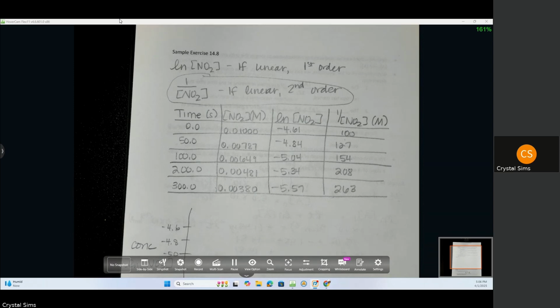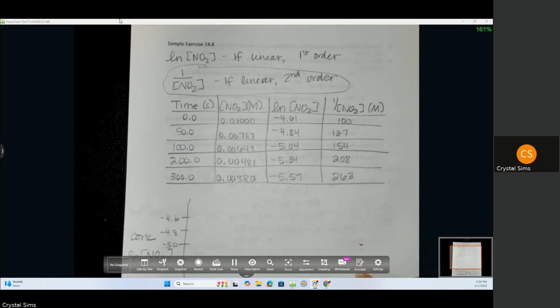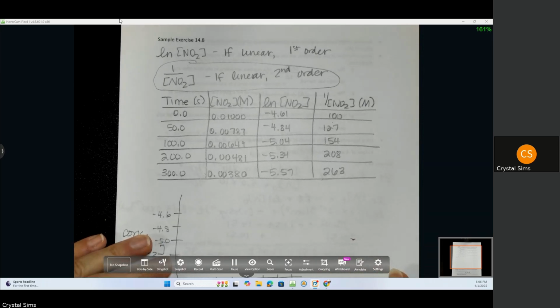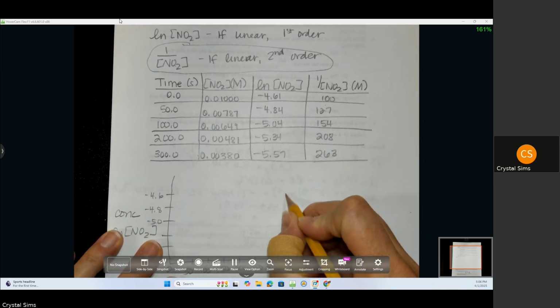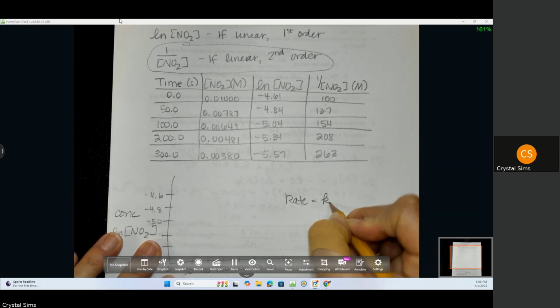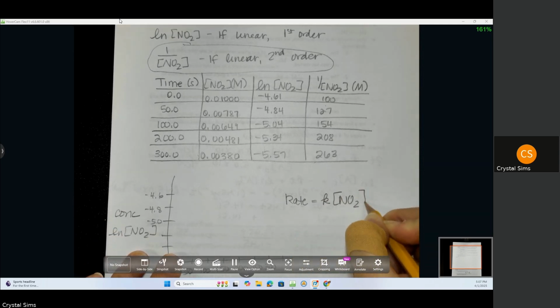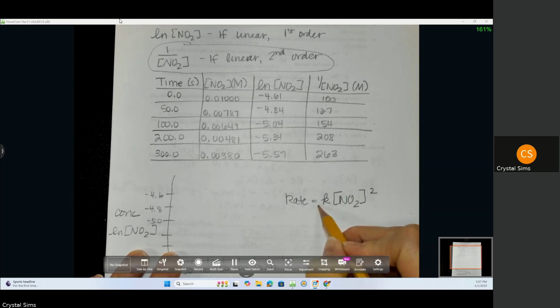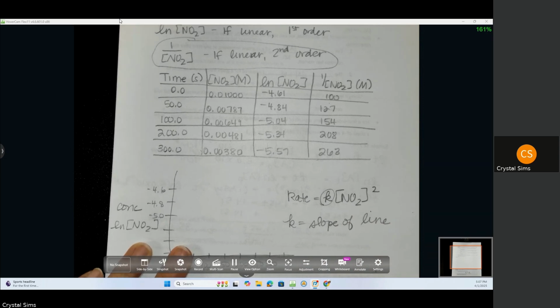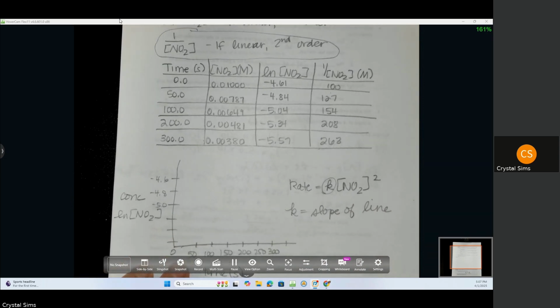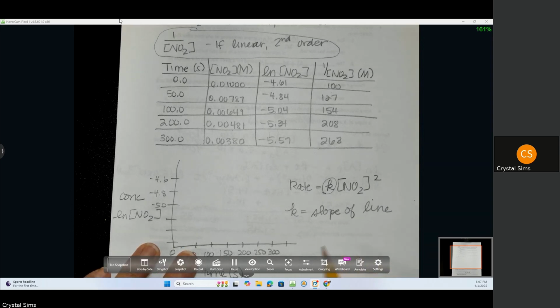Okay. Now, they may ask us, once we've done this, to determine what K is. What is our rate constant? Okay. And if we want to determine our rate constant, just remember our equation looks like this. So if we want to solve for K, K is going to be equal to the slope of our line.